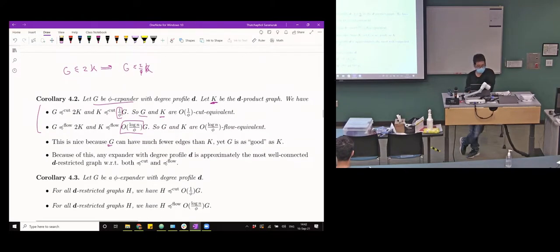Another question: is there any relation between phi and D? No, it can be quite arbitrary. For any D there exists a phi expander. So there is no relation. So can we think of them as two different parameters? Yeah, really two different things.